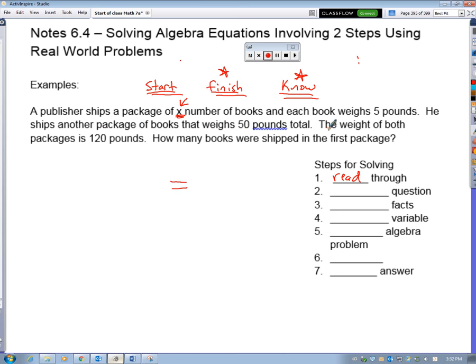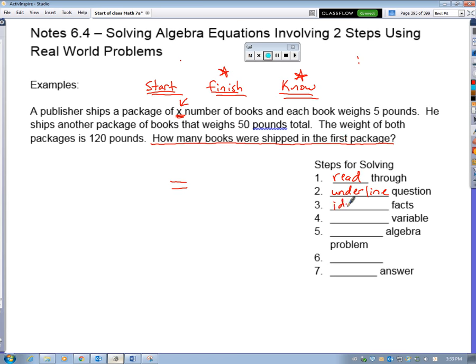The weight of both packages is 120 pounds. How many books were shipped in the first package? That's what we're focusing on. We want to underline our question or task. This time we have a question. We want to know how many books were shipped in the first package. We don't care about the second package, just that first box.